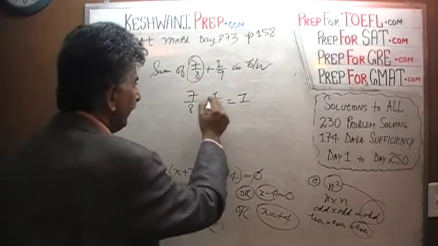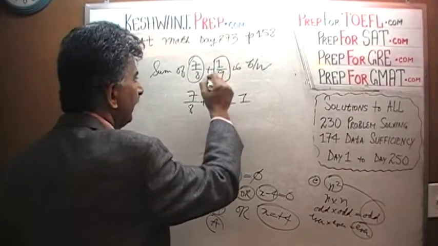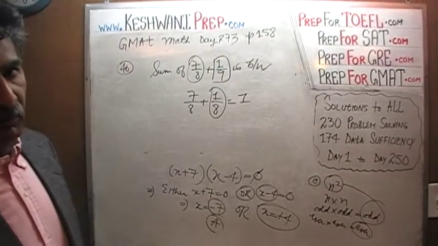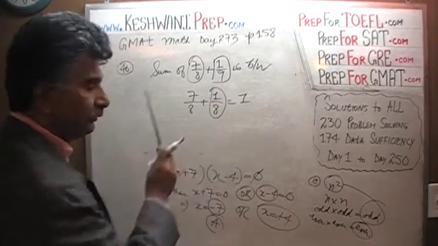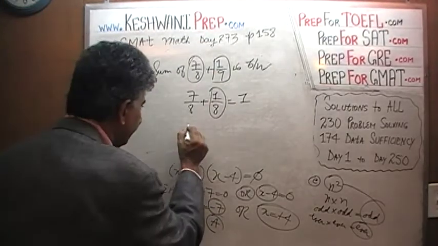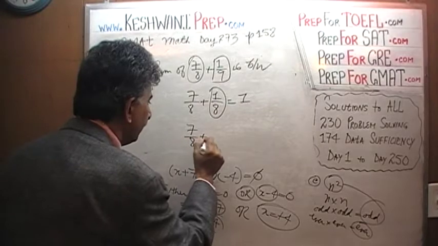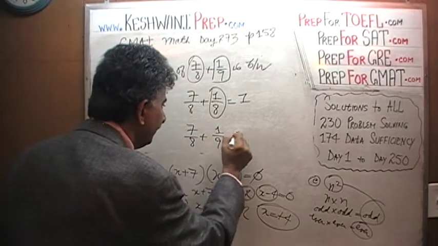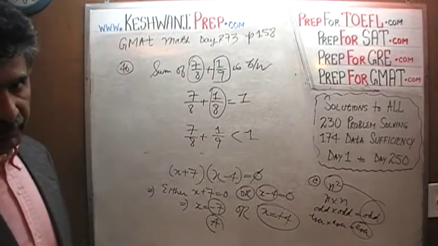But we're not adding 1/8, we are adding 1/9. 1/9 is less than 1/8, which means 7/8 plus 1/9 has to be less than 1.